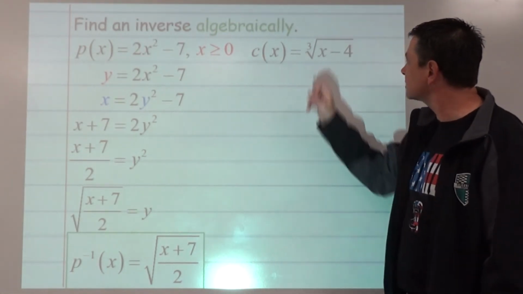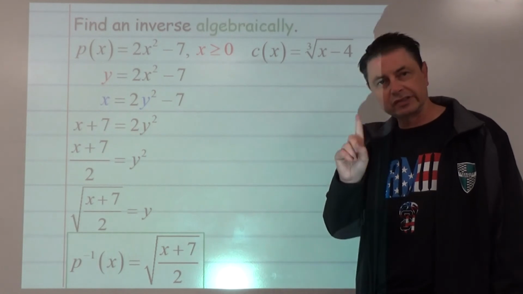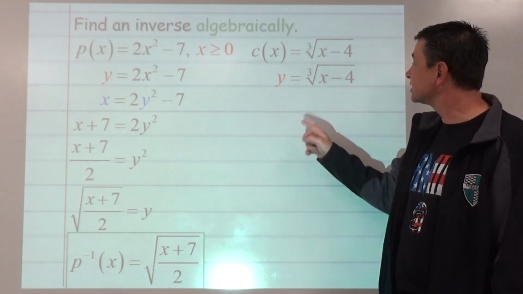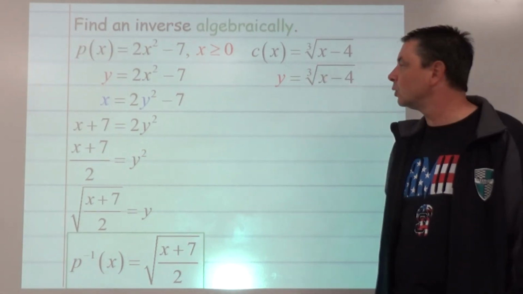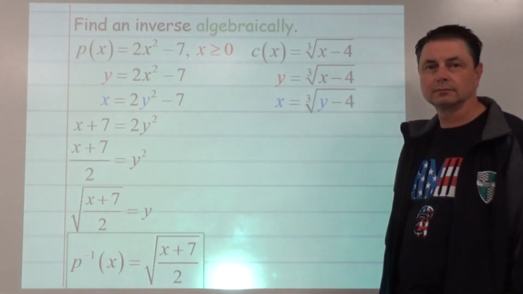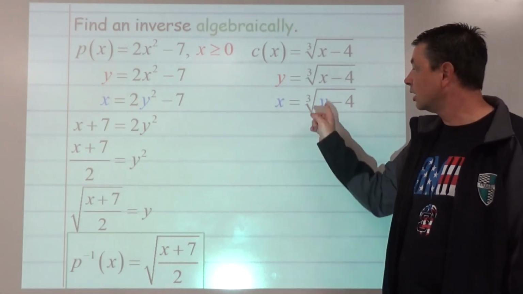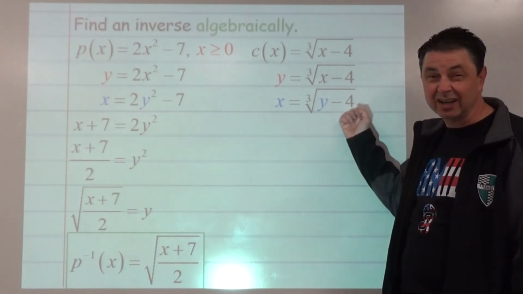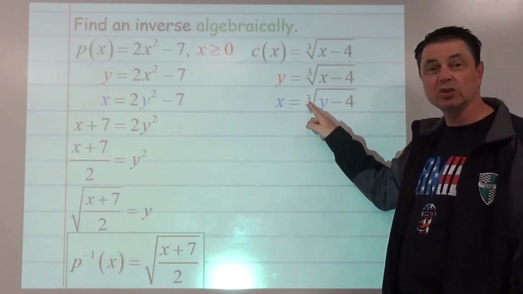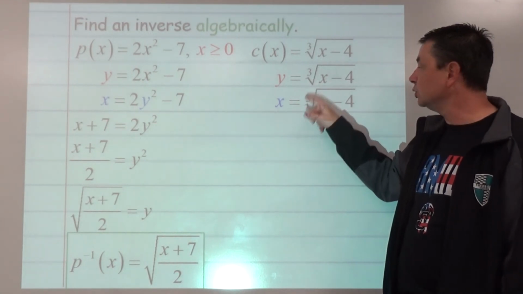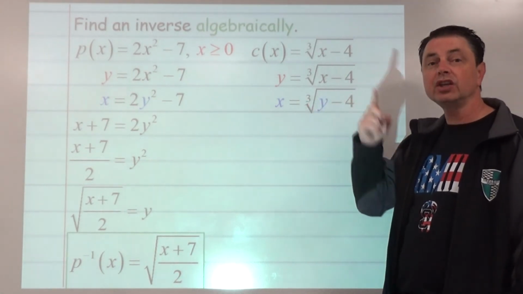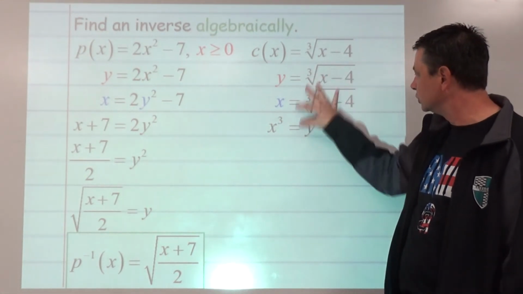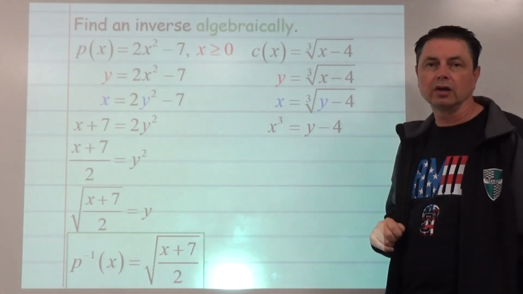All right, c of x, cube root. Let's start. Step 1, y equals. Step 2, switch the x and the y. Step 3, let's solve for y. Can't get at the minus 4. It's buried inside the root, so we can't undo that first. We're going to have to undo the root first. So to undo cube root, we are going to cube both sides.